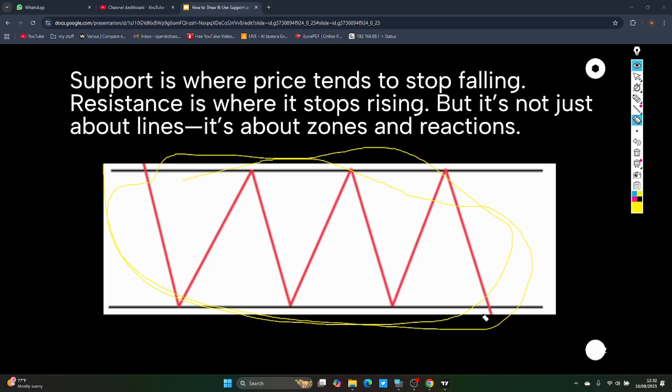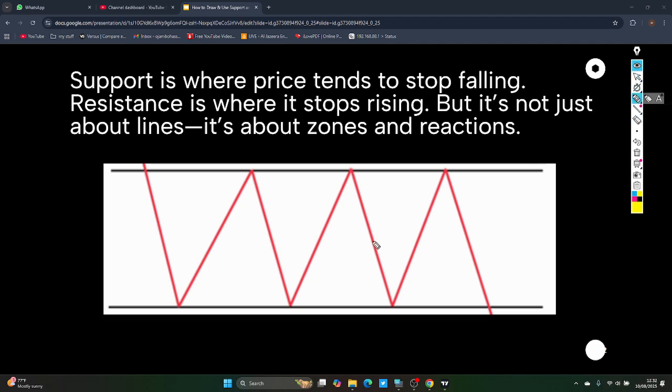Up here, which we see as our resistance, the same thing happens. Whenever price comes back here, more sellers come in and push price down. With the assumption that price will go down when it comes here, traders will be willing to sell when price gets to this level, hence creating our resistance. So this becomes resistance and this one becomes support.